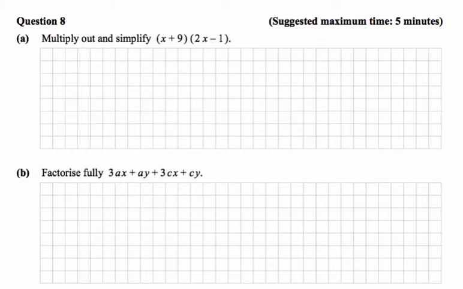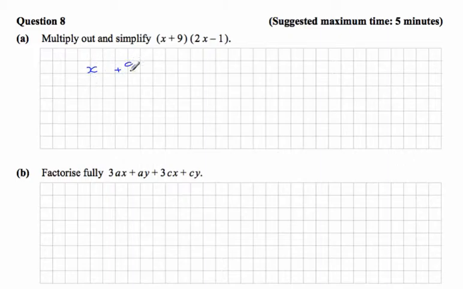So this is question 8 from the 2016 Junior Cert Ordinary Level, Paper 1. Part A says multiply out and simplify (x + 9)(2x - 1). So we can use a number of methods. The first method we could use is the grid method.